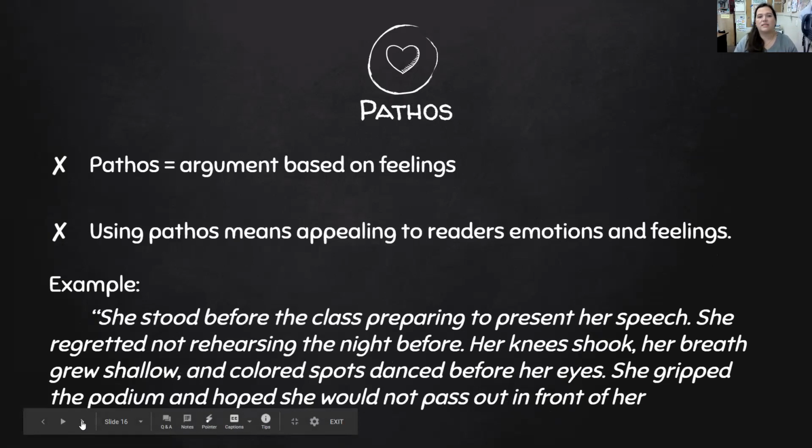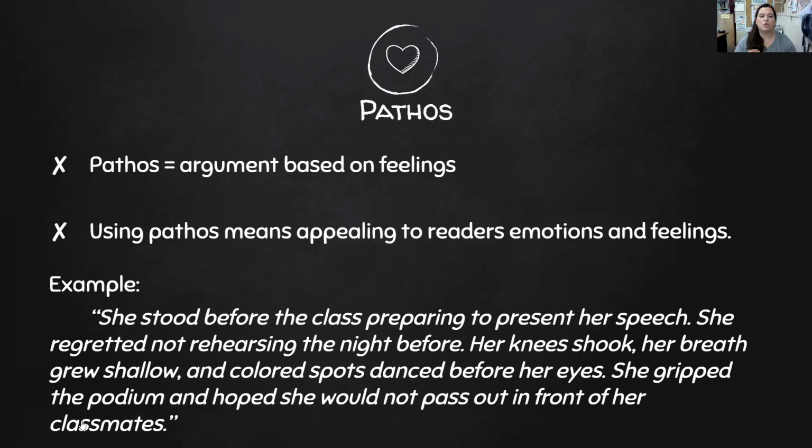So pathos is an argument based on feelings, and you need to be wary. If someone has an argument and it's all feelings and no facts, they maybe don't have any facts, and maybe it's a very weak argument, and maybe you shouldn't listen to them. So using pathos means appealing to the reader's emotions and feelings.